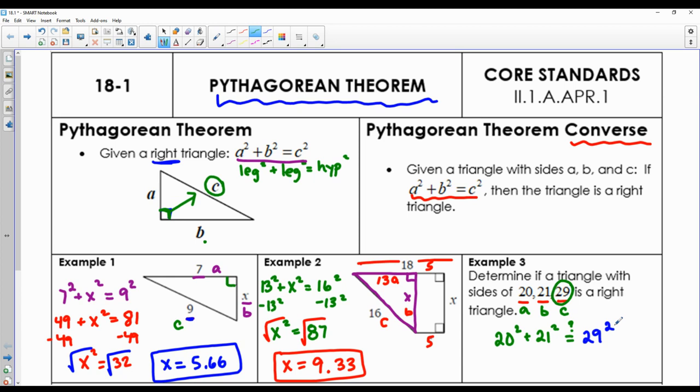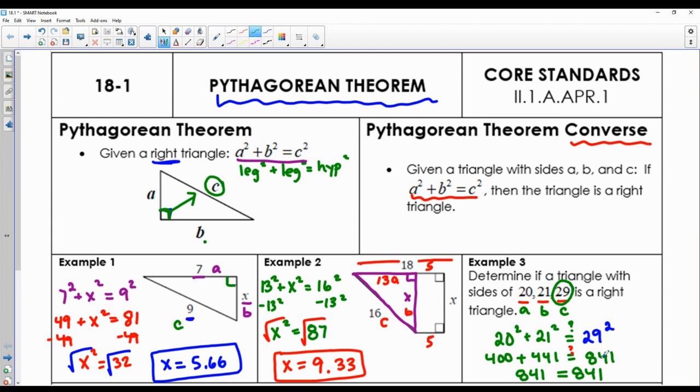Now let's just plug it into our calculator. 20 squared, I'm going to write this all out, is 400, plus 21 squared is 441. Does that equal, let's switch this to a little red, we're trying to figure out, does that equal 29 squared, which is 841? And look at this: 400 plus 441 is indeed 841. That does equal 841.